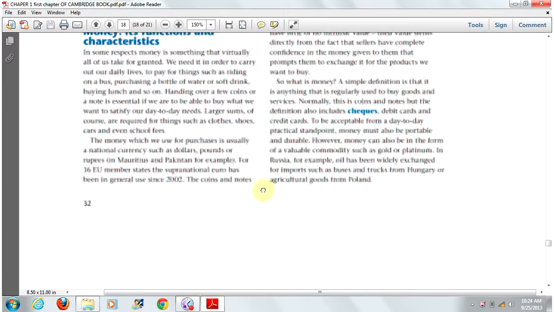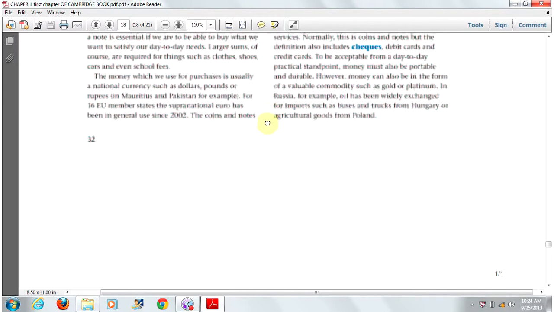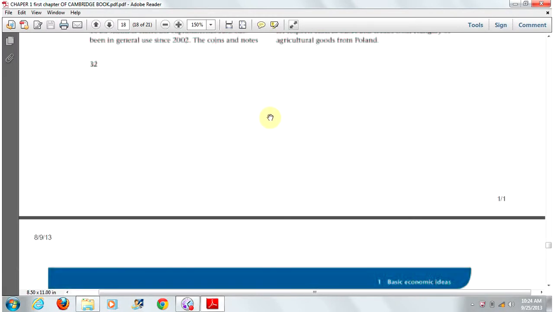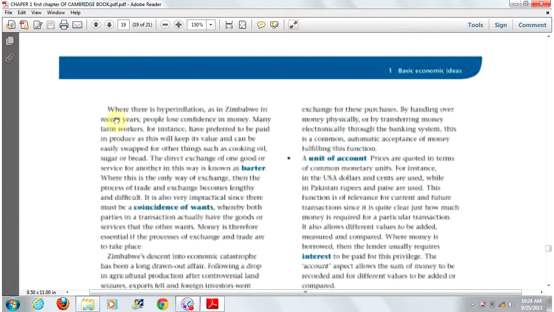Many farm workers, for instance, have preferred to be paid in products and produce, as this will help keep its value and can be easily swapped for other things such as cooking oil, sugar, or bread. The direct exchange of one good or service for another in this way is known as barter. Where this is the only way of exchange, then the process of trade and exchange becomes lengthy and difficult.